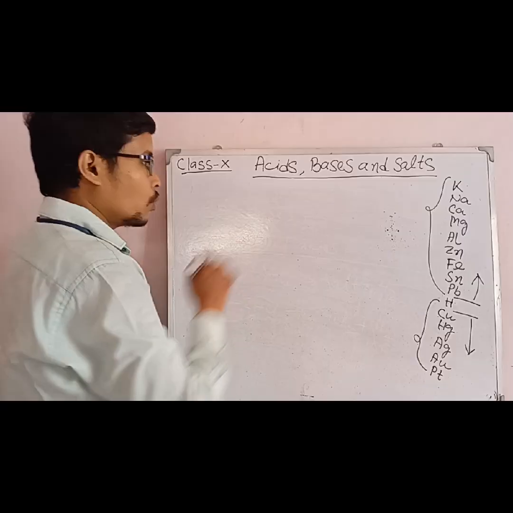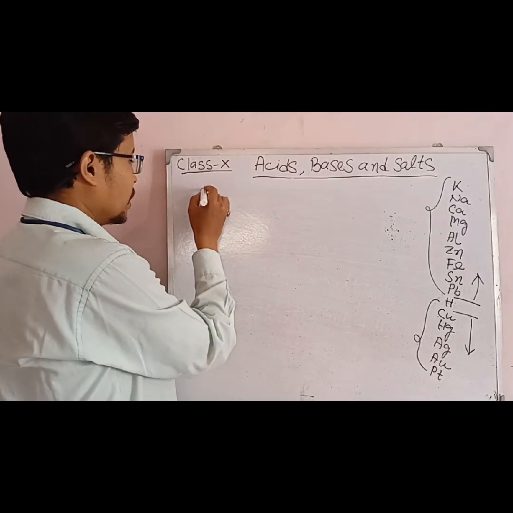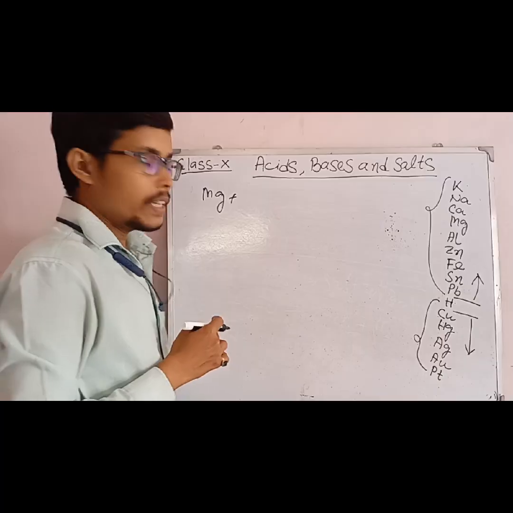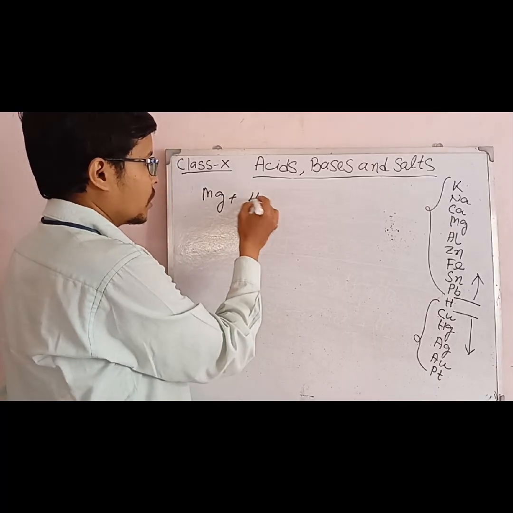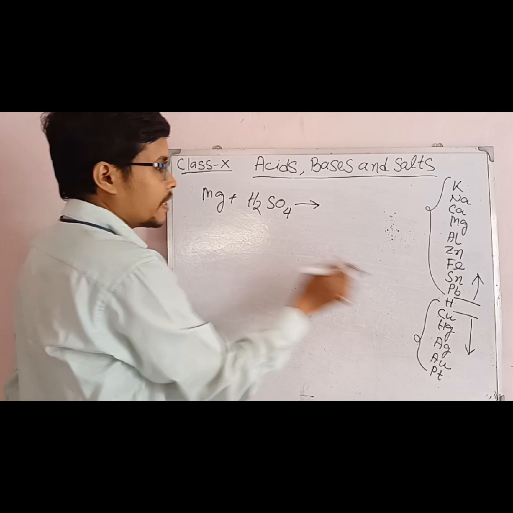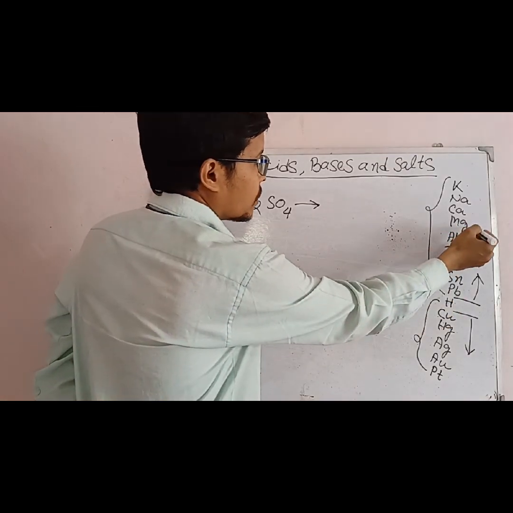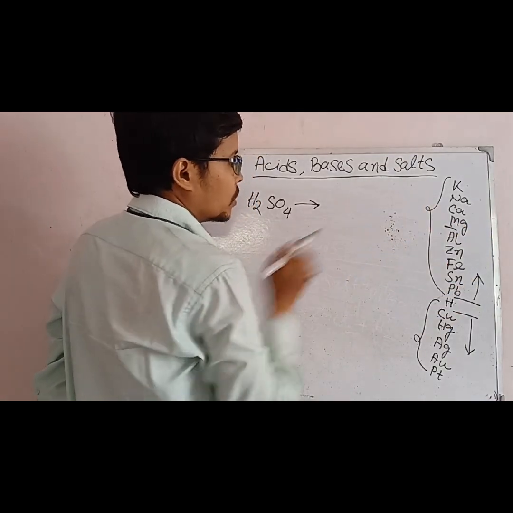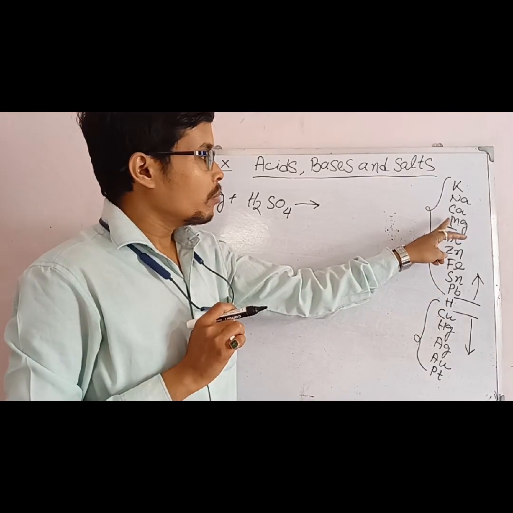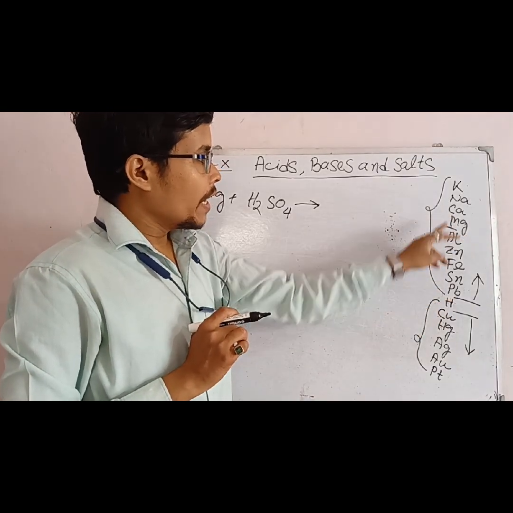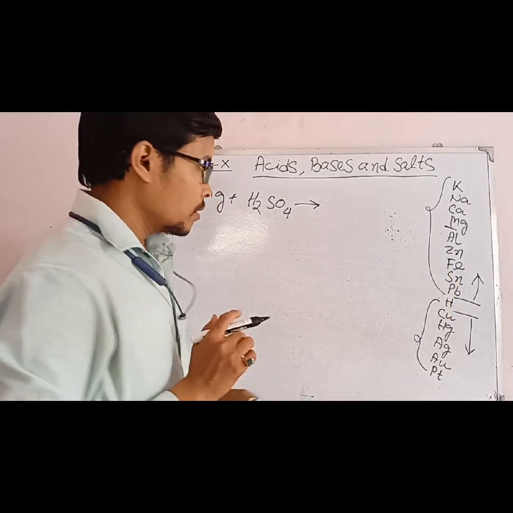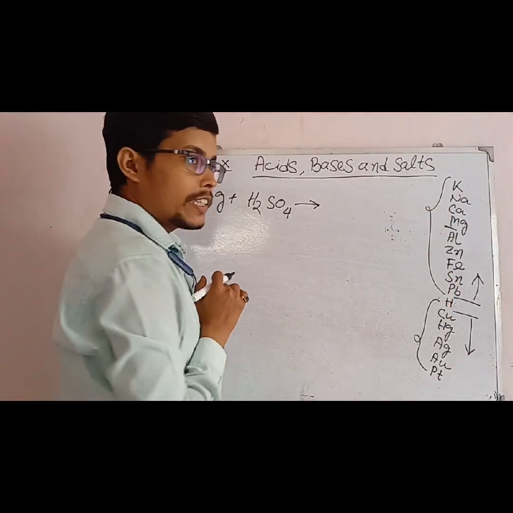So if we go to the example again, any metal like magnesium, aluminium, they can take magnesium plus sulfuric acid, H2SO4. See that magnesium is present above the hydrogen in the reactivity series. So in the reactivity series, the metals that lie above hydrogen can displace the hydrogen gas, because they are more reactive metals.